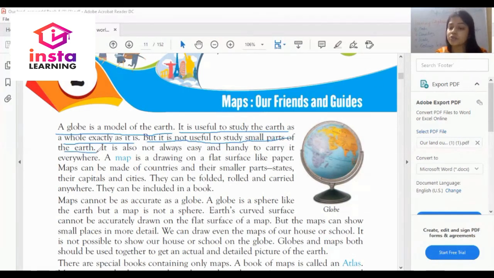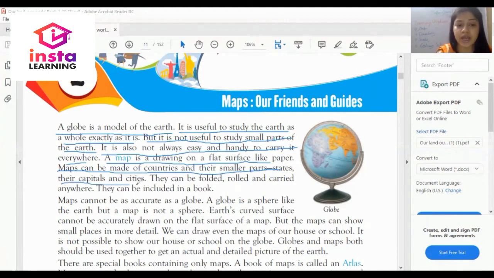बड़े पार्ट्स की तो हम ग्लोब से स्टडी कर सकते हैं, लेकिन हम छोटे पार्ट्स की स्टडी ग्लोब से नहीं कर पाते. It is also not always easy and handy to carry it anywhere. और ग्लोब जो साइज में होता है उसे आप सब जगह कैरी भी नहीं कर सकते. So a map is a drawing on a flat surface like paper. Maps can be made of countries and their small parts like states, their capitals and cities.